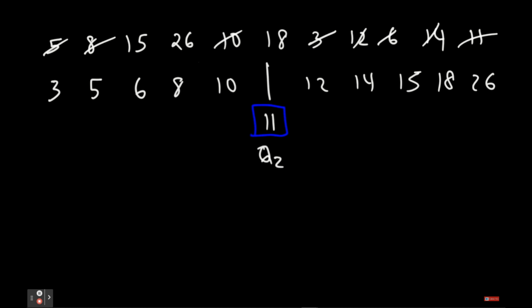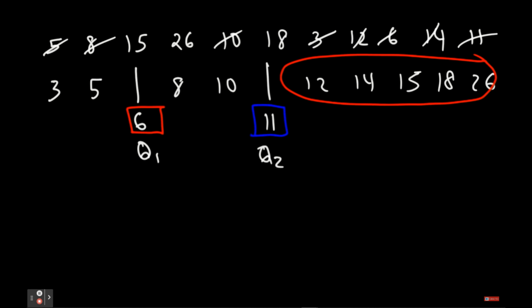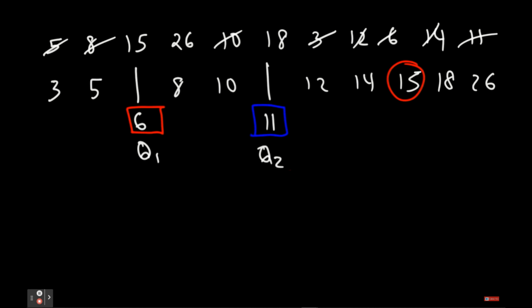Our next step is to identify the median of the lower half of the data. So the middle number of these 5 numbers is 6. So let's put a line. And so 6 is going to be Q1, the first quartile. Now let's do the same thing on the right side. Let's identify the median in this area. So the middle number is 15. So 15 is the third quartile.